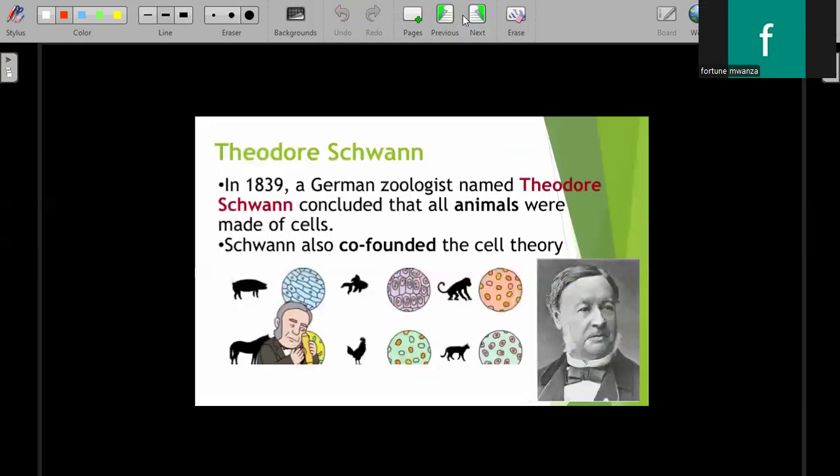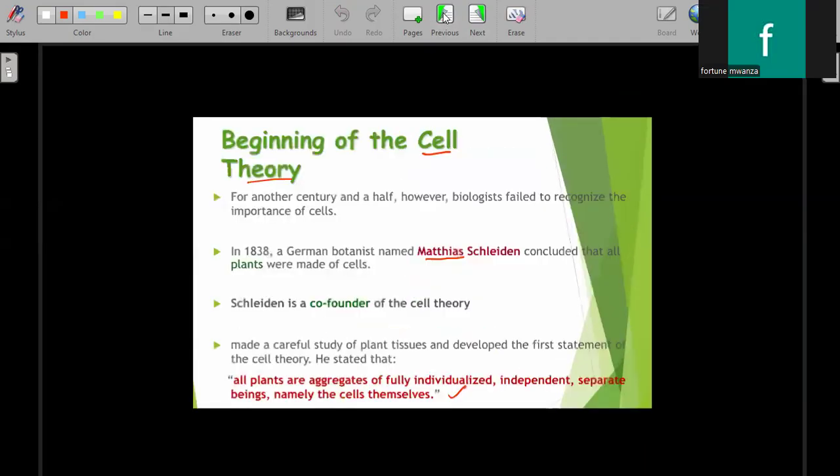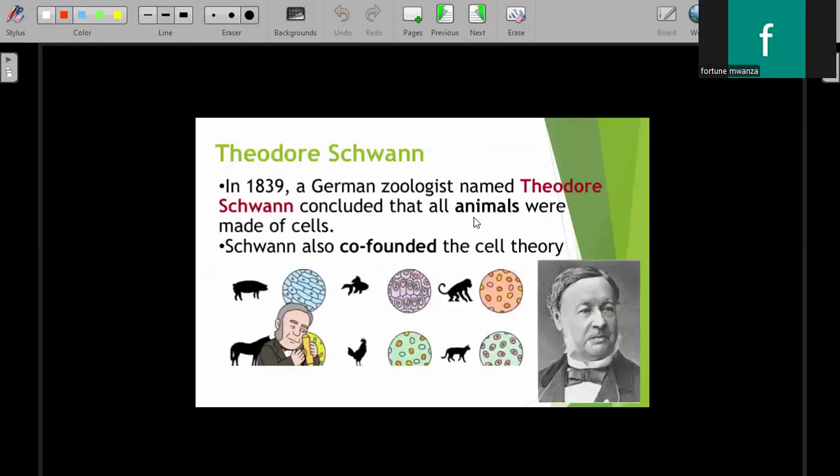The second one was Schwann. Schwann came in and concluded that animals are also made up of cells. So Matthias concluded on plants, saying all plants are made up of cells, and then Schwann came in and said even animals are also made up of cells.